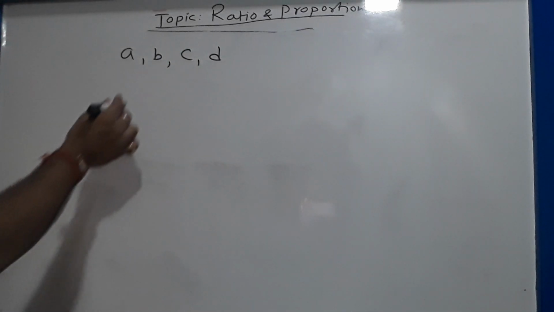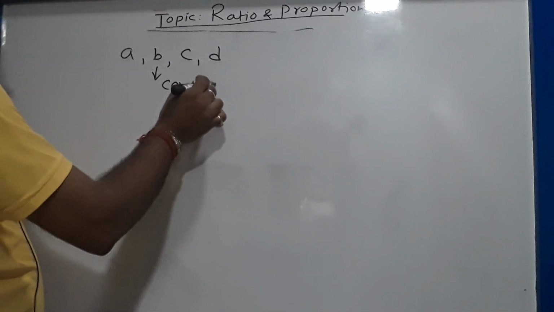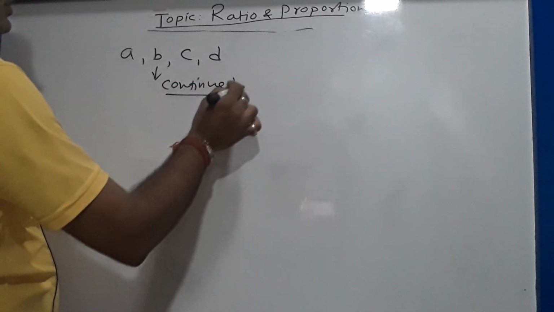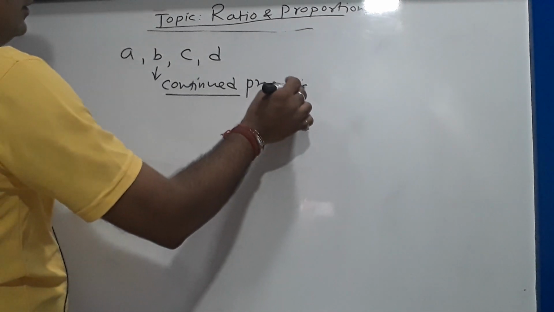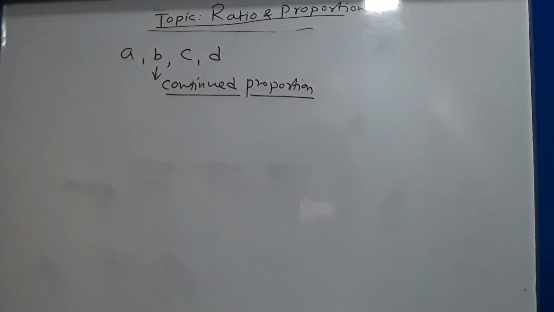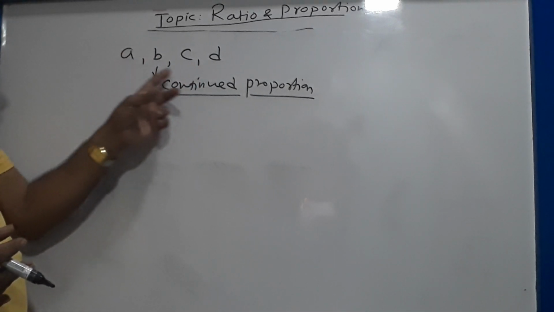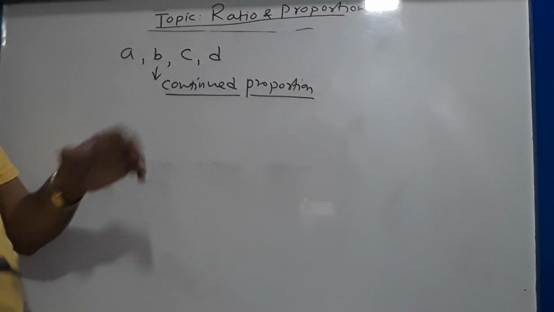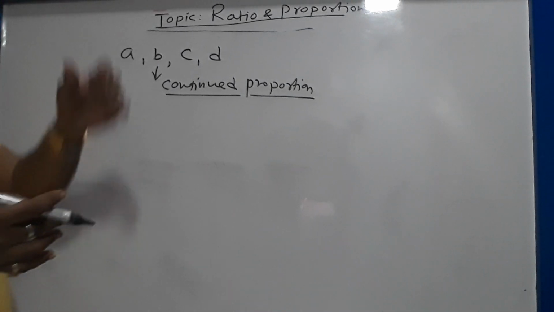They are in continued proportion. Continued proportion, four numbers. We have already seen proportion. If they are in proportion, then the product of the extremes, A into D, is equal to B into C. We will understand what we mean by continued proportion.